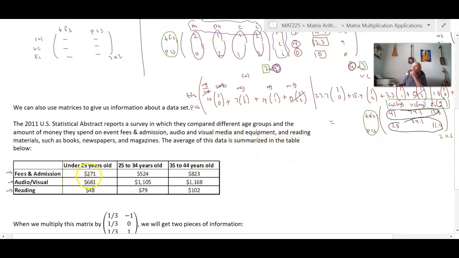So on average, somebody who's under 25 spends $271 per year on fees and admissions, $681 on average on audio visual, so maybe online streaming services, and $48 per year on reading materials. And you can see that those kind of all step up. As people get older, they'll probably have more money to spend on these different things.